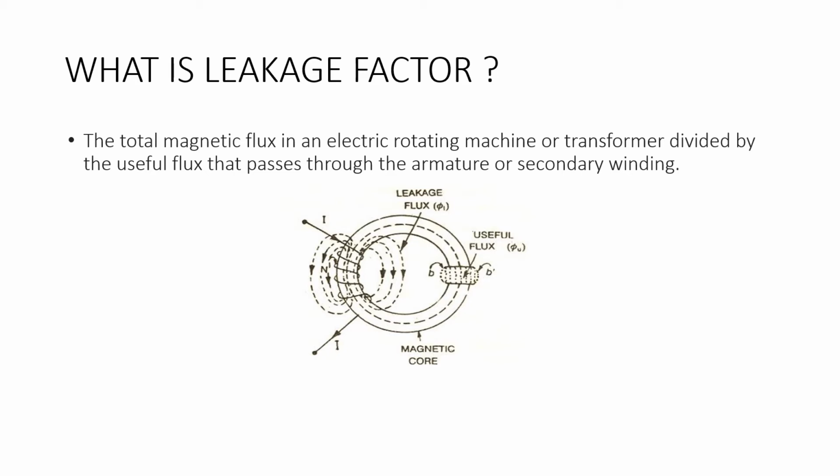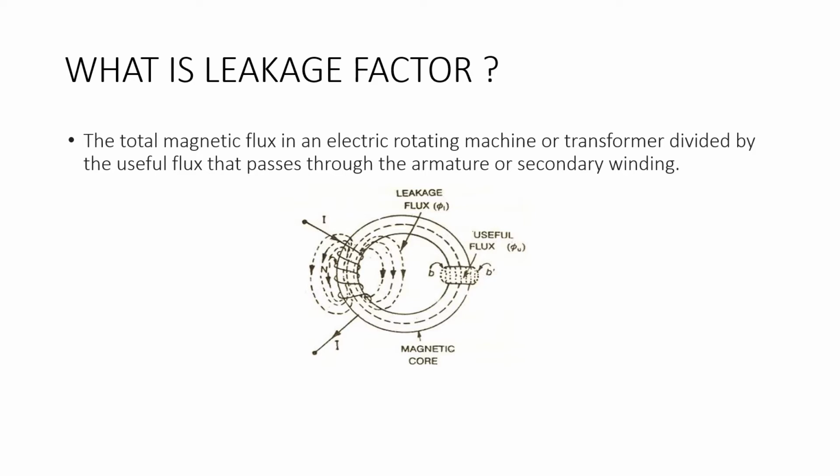What is leakage factor? It is the ratio of total magnetic flux to total useful flux that is passing through the armature or secondary winding. As you can see from the figure, primary winding is the winding that will be supplying the electric current, and the secondary winding or the armature core through which the magnetic flux will be produced and supplied.